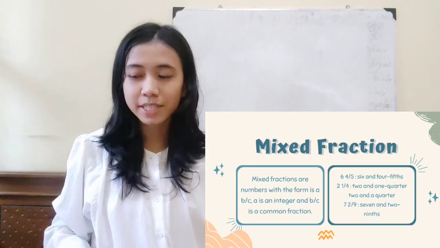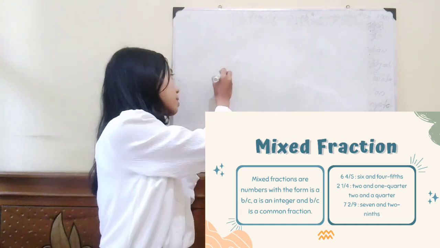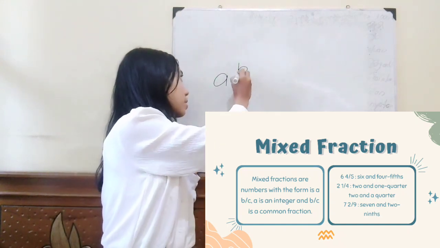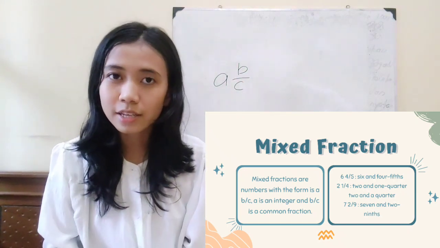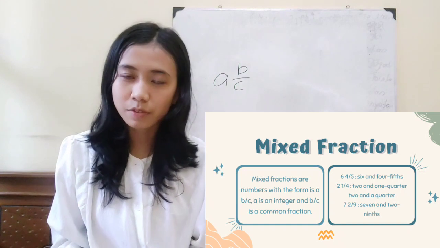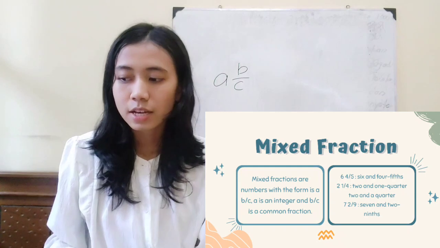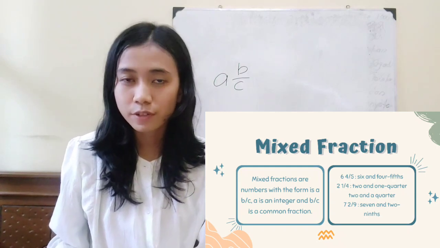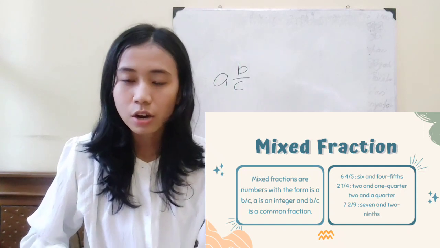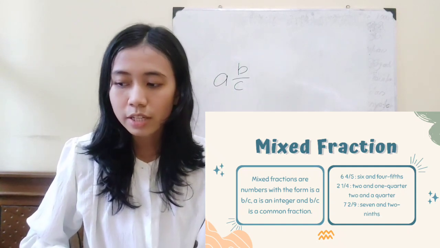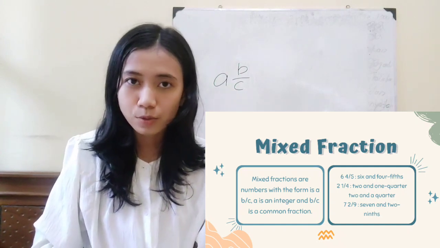Third is mixed fraction. Mixed fractions are numbers with the form A, B over C. A is an integer and B over C is a common fraction. To pronounce a mixed fraction, we can say 6 and 4/5, 2 and 1/4, or 2 and a quarter, 7 and 2/9.